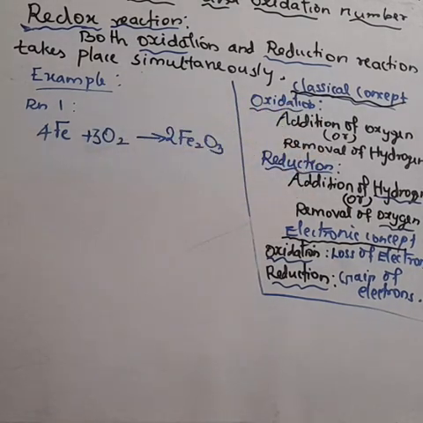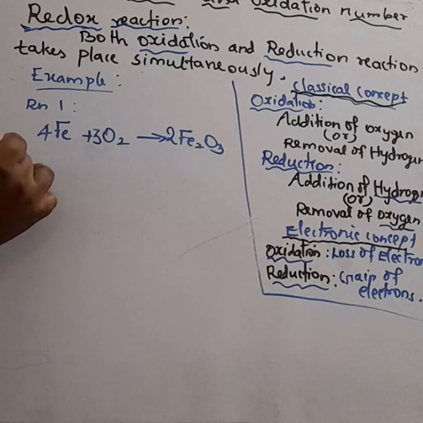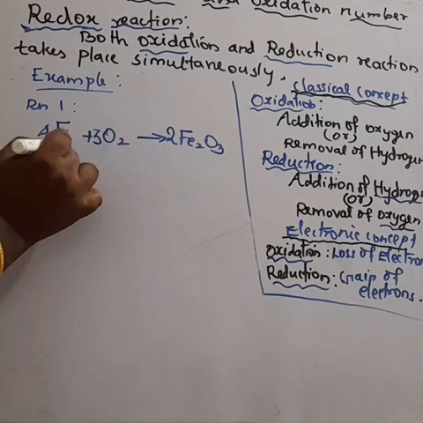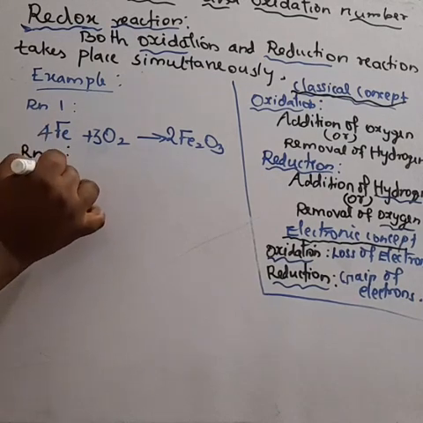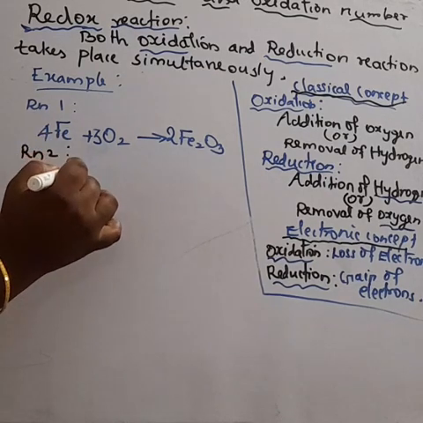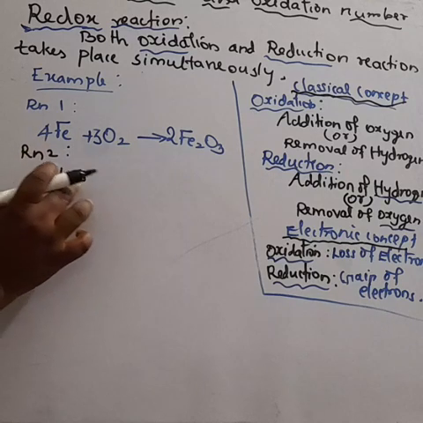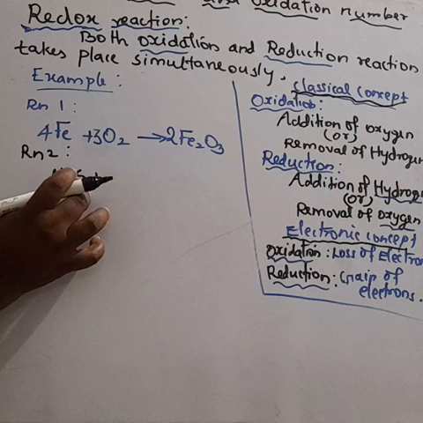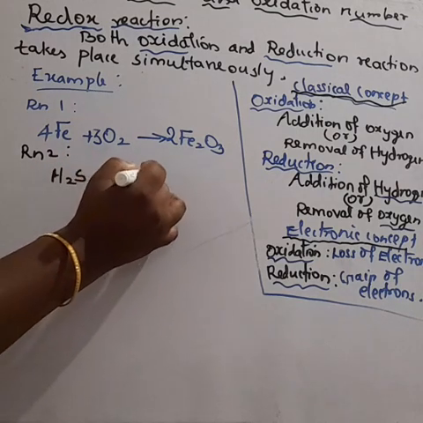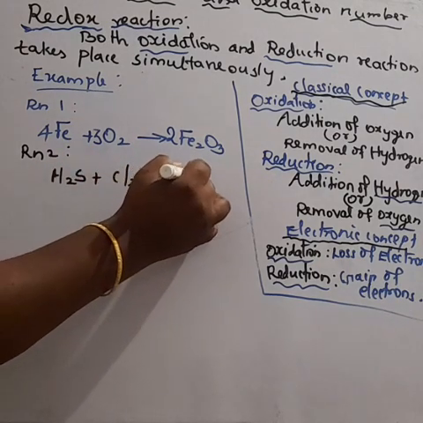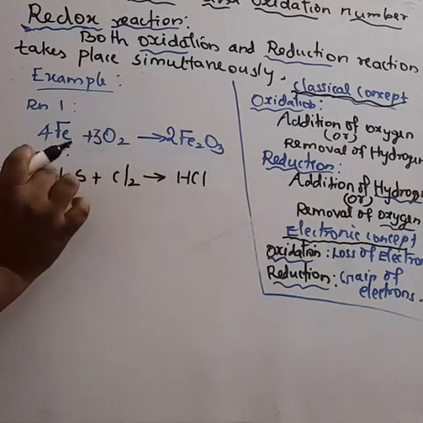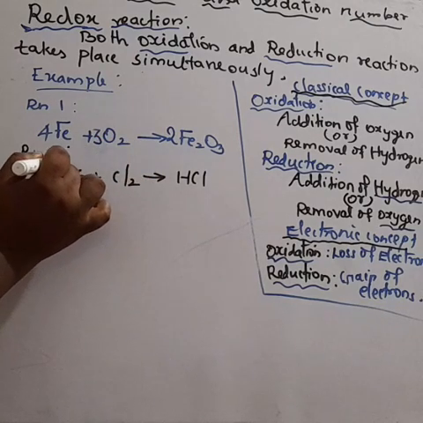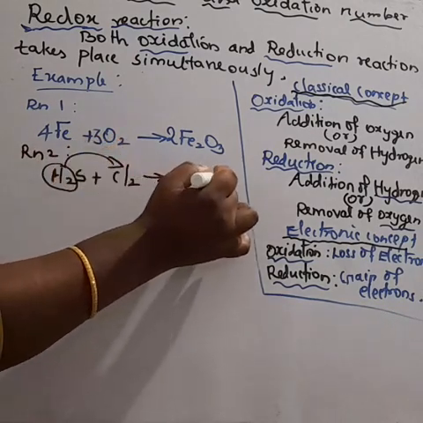And another one, reaction 2, when hydrogen sulfide, H2S, reacts with chlorine to form hydrochloric acid. The hydrogen from the hydrogen sulfide reacts with the chlorine to form hydrochloric acid, HCl, plus sulfur.